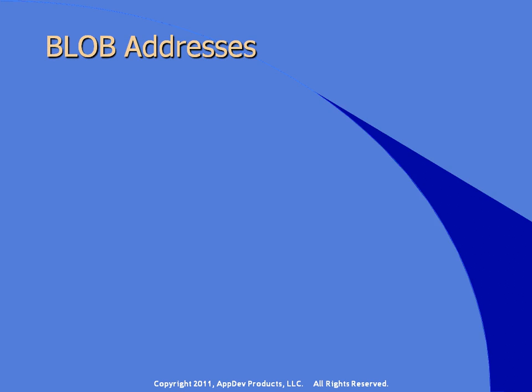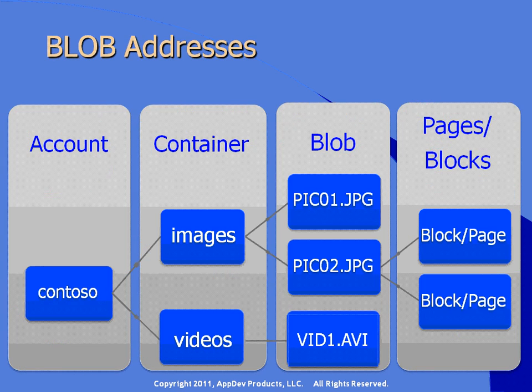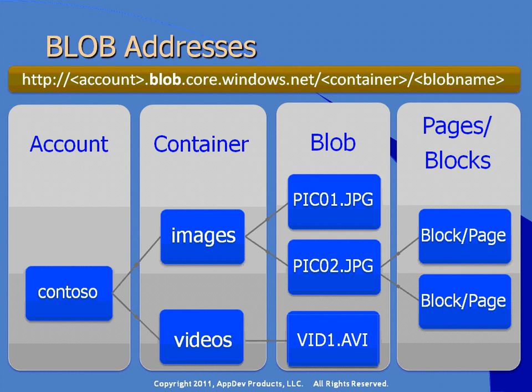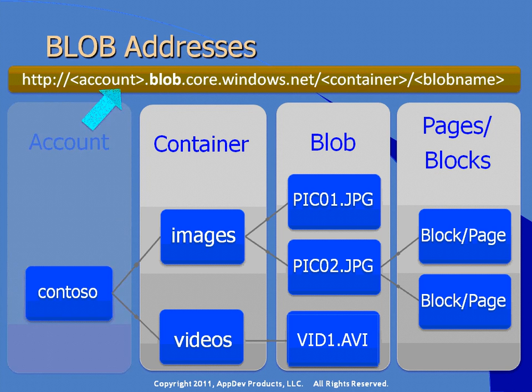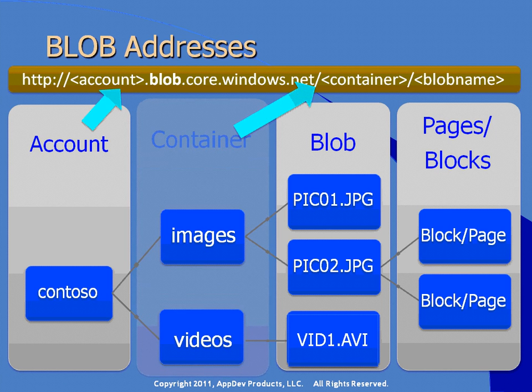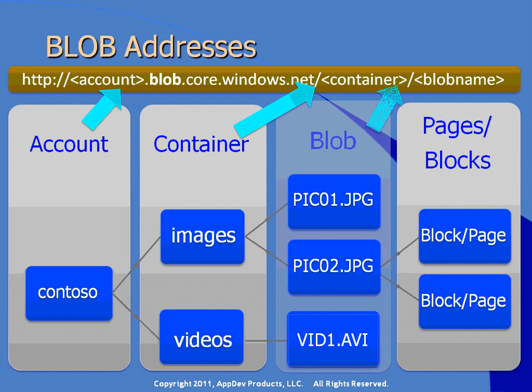Blob addresses follow the same pattern as tables and queues. One account can have multiple containers, each container can have multiple blobs, but the difference between blobs versus tables and queues is that blobs can also be used to create blob pages and blob blocks. However, the style is the same. You have an account, you have the container, and then you have the blob name.